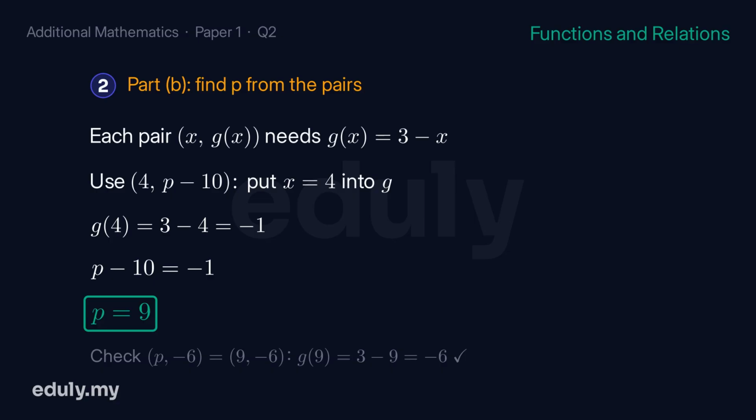We can check with the other pair. g of 9 is 3 minus 9, which is -6. It matches, so p equals 9 is confirmed.